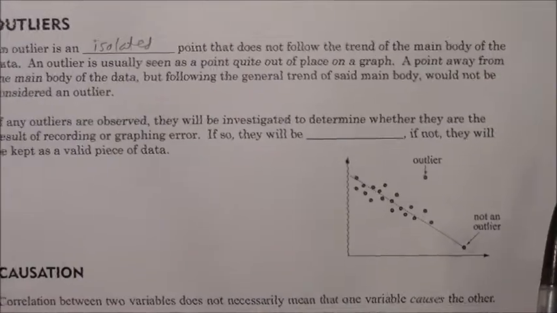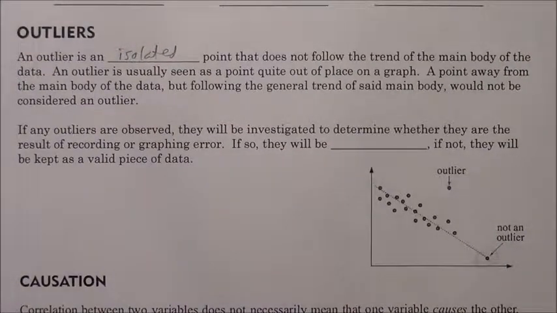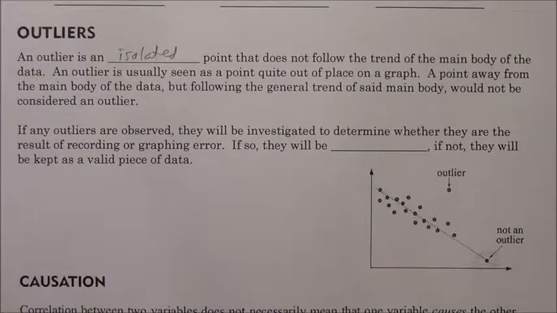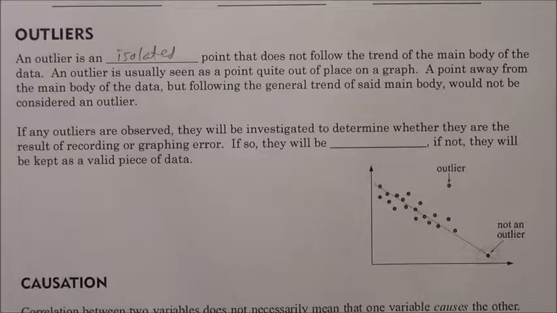Okay, so again, if outliers have been collected and recorded and graphed correctly and properly with no error, then they're still outliers, but they're not discarded. We still have to take account for them. If there's been some sort of error in recording or collecting of data or graphing, then we discard the outlier. But only if there's been some kind of error.